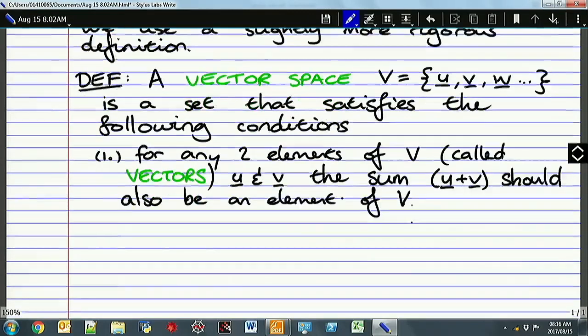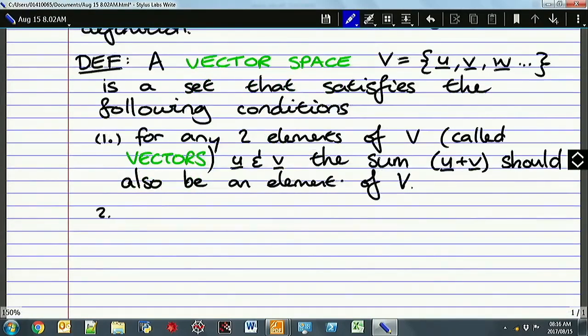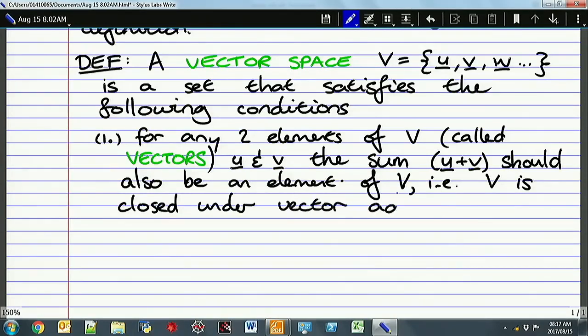And then the second condition. In fact, let's write down what this is called. This is also called, i.e., V is closed under vector addition.